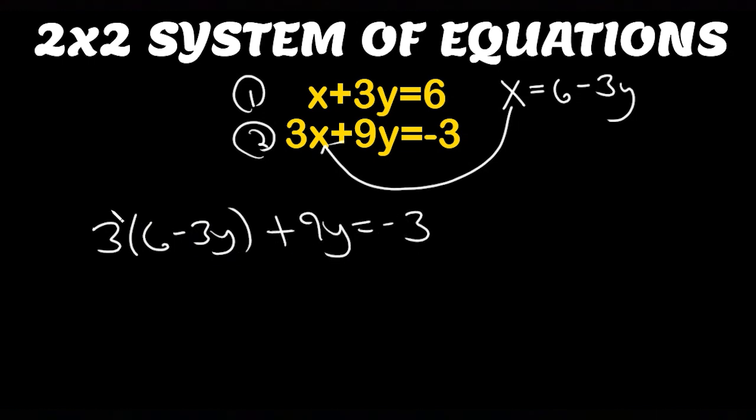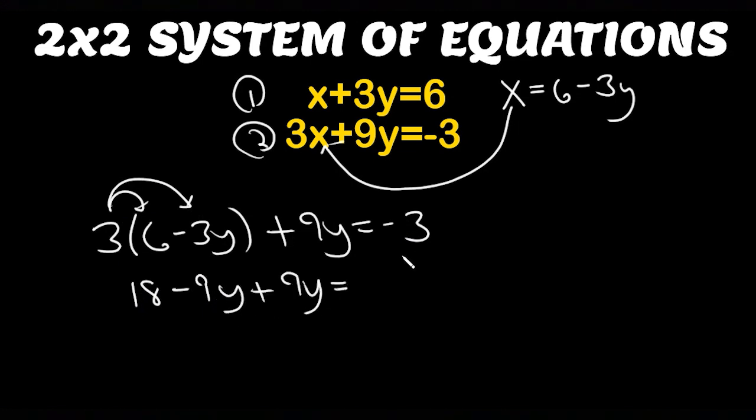Now we must distribute, right? So 3 times 6, 3 times a negative 3y. Here I get 18 minus 9y plus 9y equal to negative 3. Now look what happens here. When I try to combine like terms here and here, these cancel out, meaning I lose that variable and I'm left with a statement. And that statement is going to be 18 equal to -3.